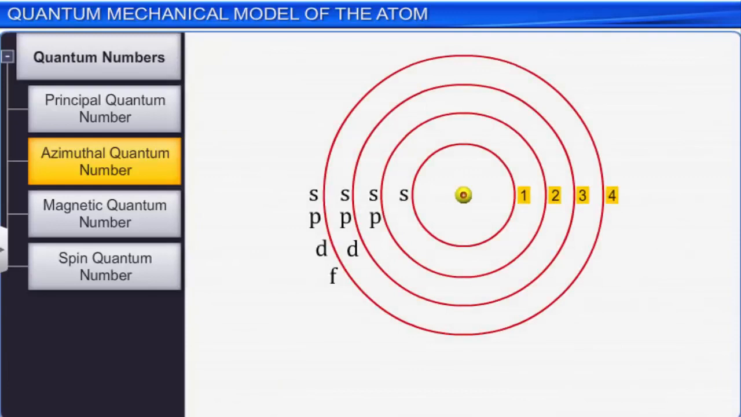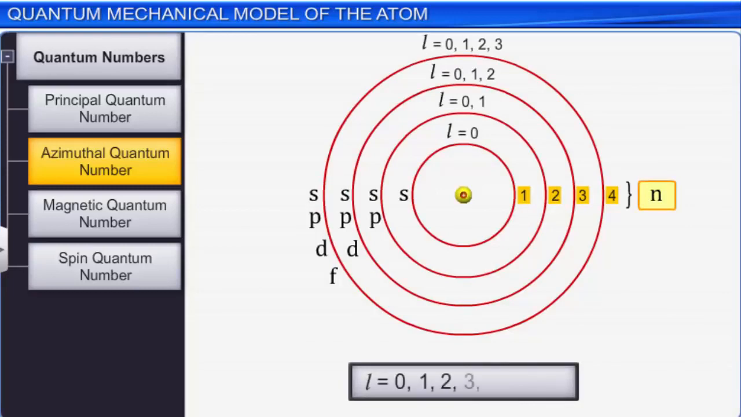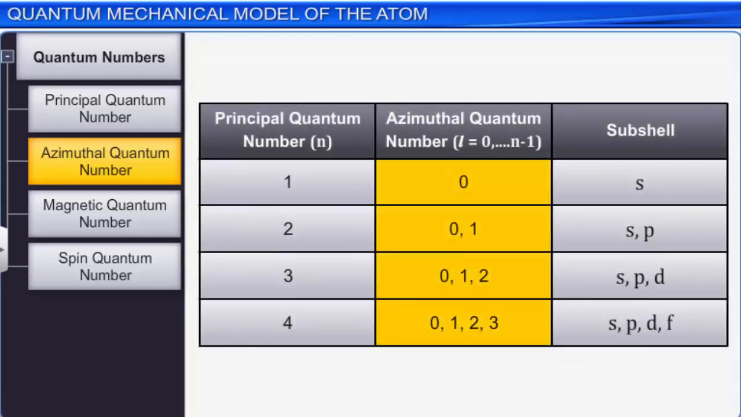For a given value of the principal quantum number n, the azimuthal quantum number L can have n values ranging from 0 to n-1. The value of L, in turn, defines the number of subshells, which means that when n is equal to 1, L is equal to 0. That is, there is only one subshell in first main energy level. Similarly, for n is equal to 2, L is equal to 0 and 1. That is, there are two subshells in second main energy level. And for n is equal to 3, L is equal to 0, 1, 2. That is, there are three subshells in third main energy level.